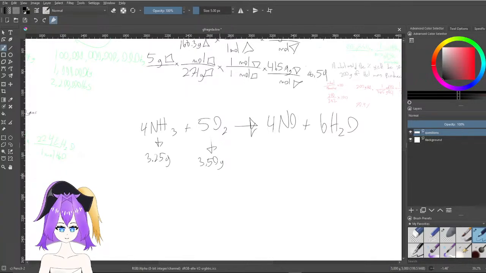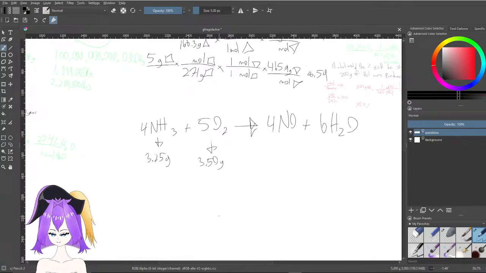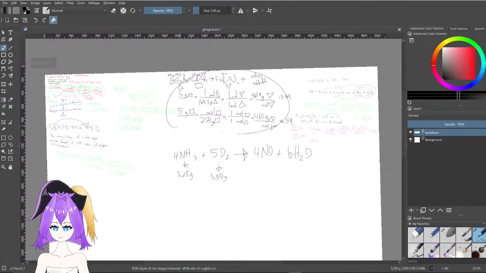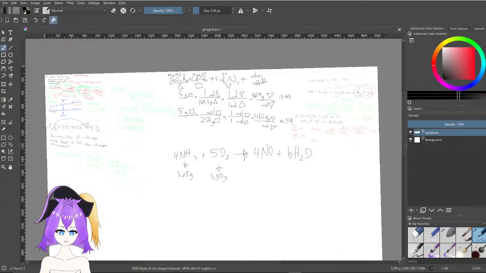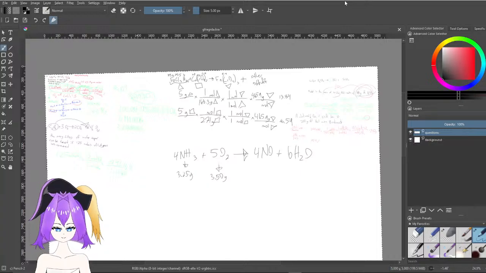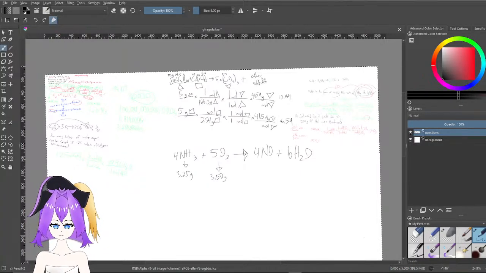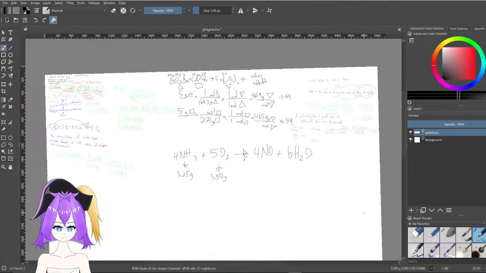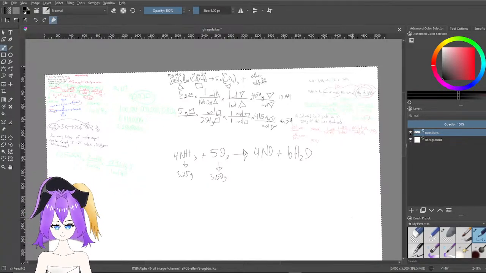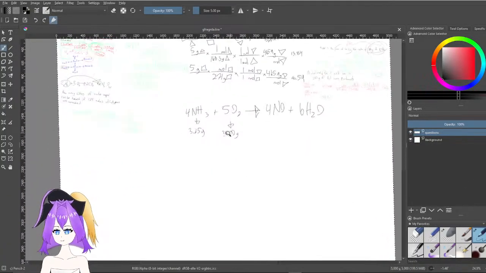Let's see. What reactant is the limiting reagent? So we're going to have to write all this down again. I have so much time, dude. Okay. What do I do here? What am I doing? Right, okay.